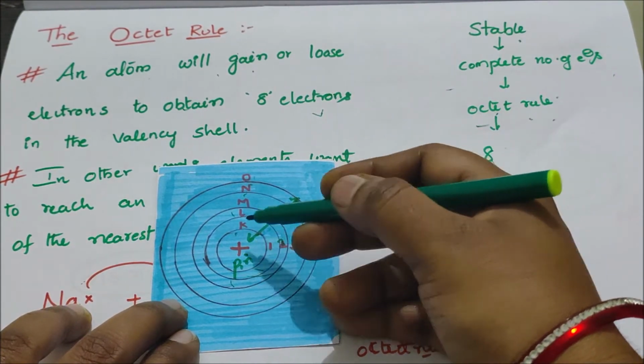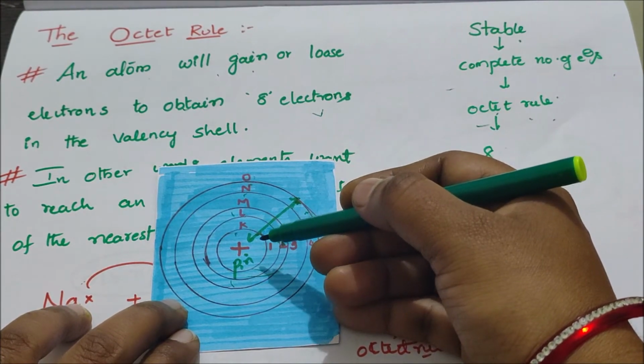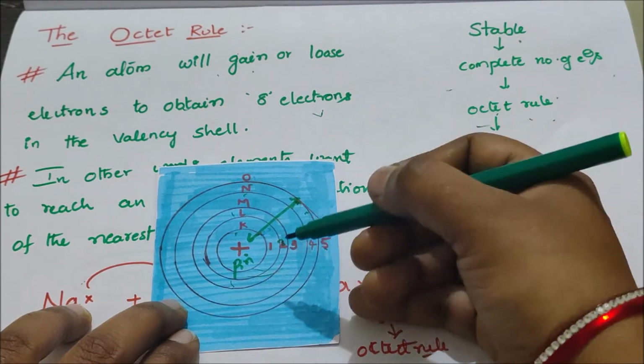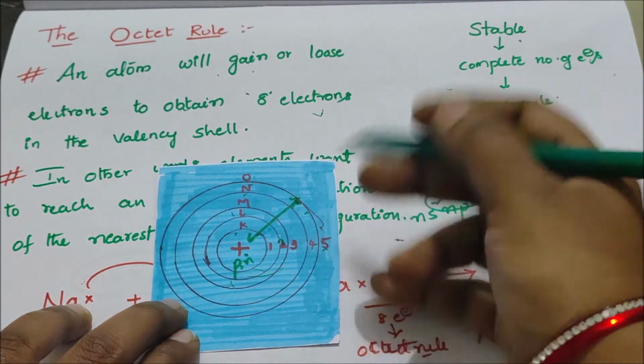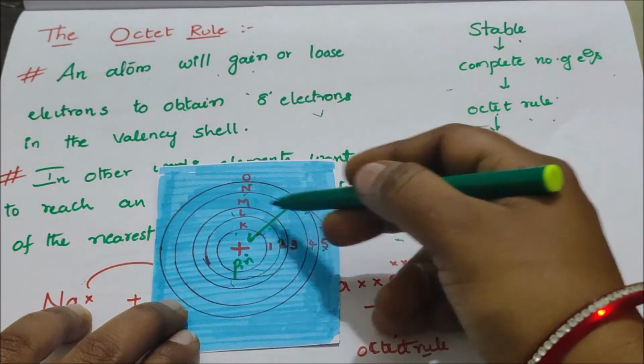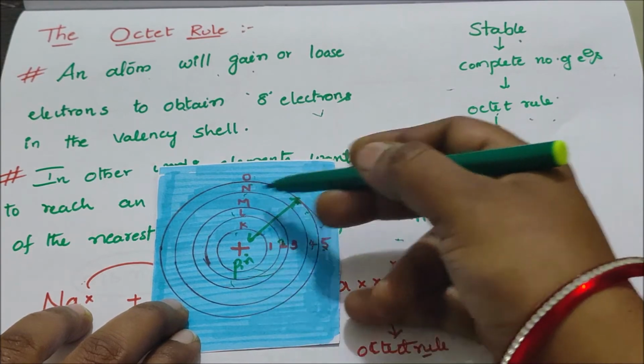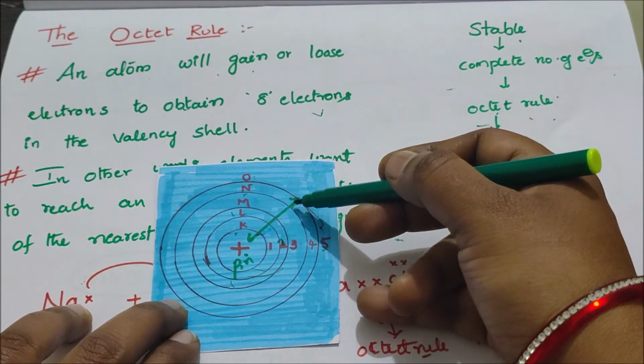Each orbit has a certain amount of energy. Each orbit can be named K, L, M, N, O and so on, or 1, 2, 3, 4, 5 and so on. This is the atomic nucleus, consisting of protons and neutrons, and the electrons are revolving around the nucleus.